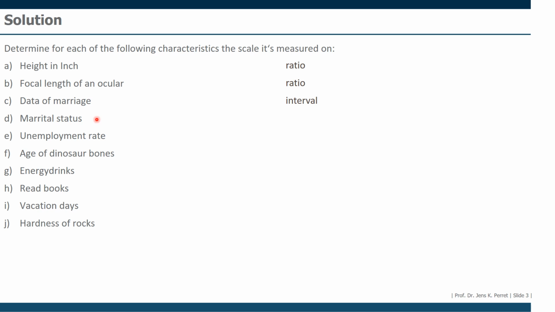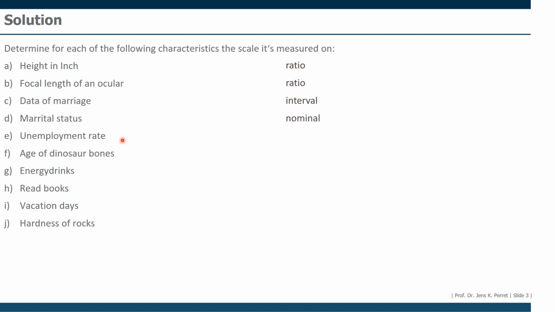So I cannot even establish some kind of order, but I could still count. There's so many single people, so many married people, so many divorced people. So I do not have an order, so it's not ordinal. But I can still count, so it's nominal.